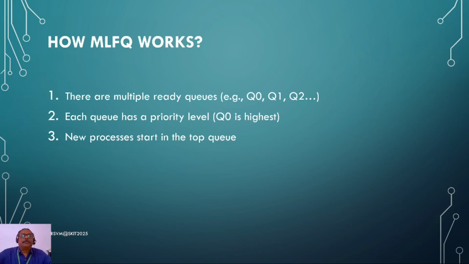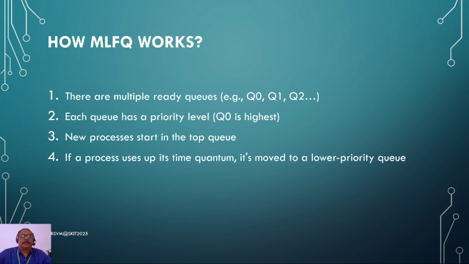Whenever a new process begins its journey, it has to go into a ready queue. There are many ready queues, so it gets into the ready queue which has the highest priority. For every process a time quantum is decided, and within that time quantum we expect it to complete its task.